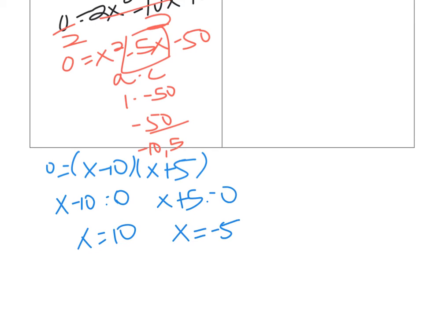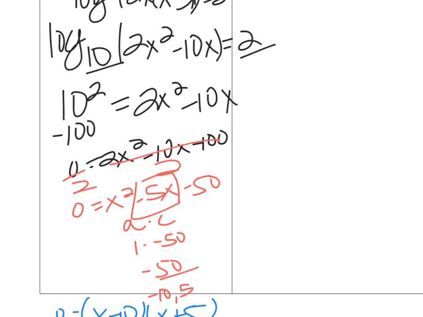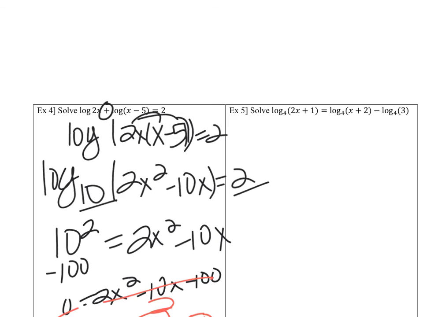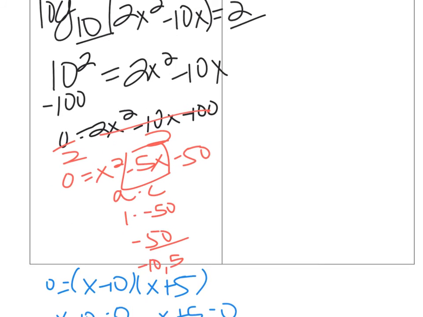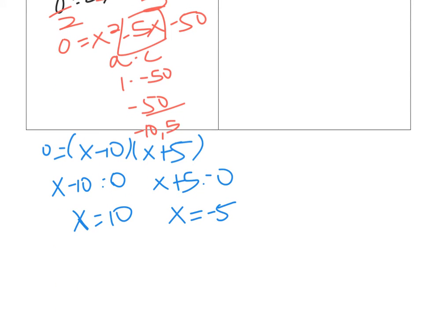Well, I have to check those. I have to make sure they're not going to give me a negative here. Okay, so let's look at 10 way up here at the beginning. So 10 will give me a 20 here, and it'll give me a 5 here. So I won't have any negative logs. That's a good sign. So 10 is good. Negative 5 will give me a negative 10 here. That is no good. So looking at my solutions, I do need to mark out x equals negative 5. X equals 10 is my only true solution.